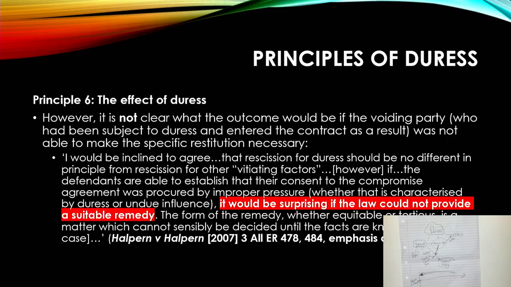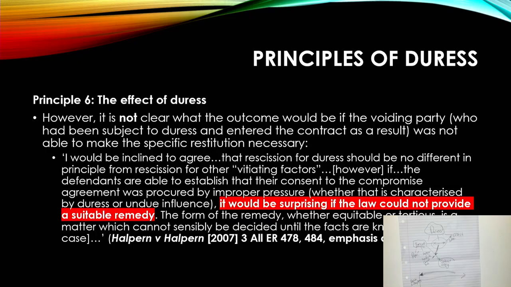So the court in Halpern and Halpern suggests that in principle, they agree that, look, if you want to have the contract declared void, you need to make restitution. You need to give them back what you earned under the contract. But they say it would be surprising if the law could not provide a suitable remedy if that were not the case. Okay? And they declined to provide an indication of what that remedy could be. They were just like, there's got to be something.